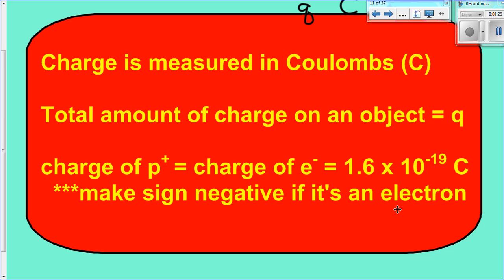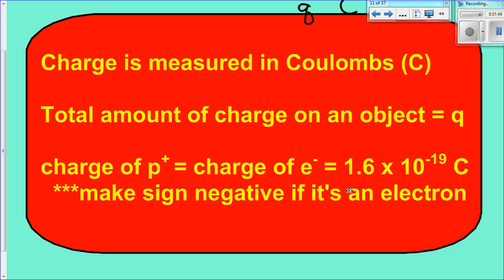Now that charge is on the formula sheet that you were given, so you'll never have to memorize that, but hopefully by the end of doing some practice, you'll have it memorized just because you will have used it so many times that you just know it by heart. But the charge of a proton and electron is 1.6 times 10 to the negative 19th coulombs.